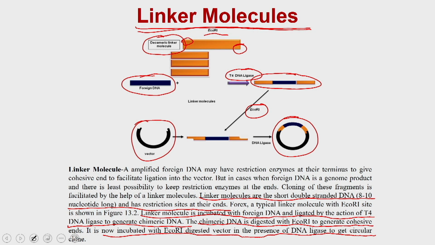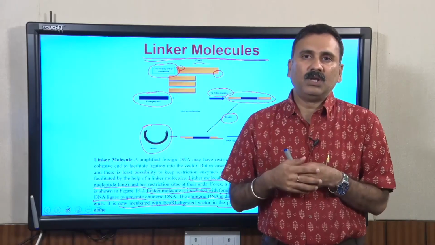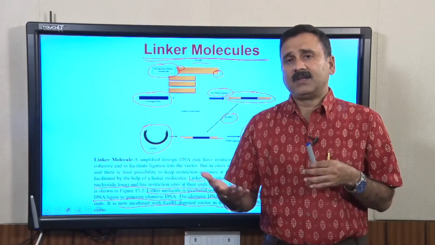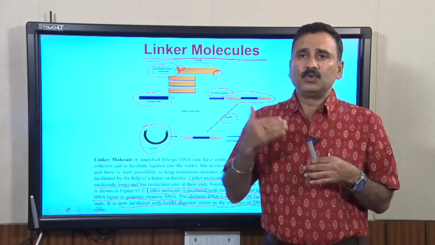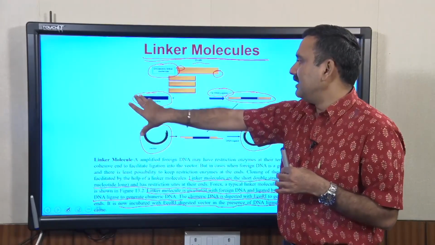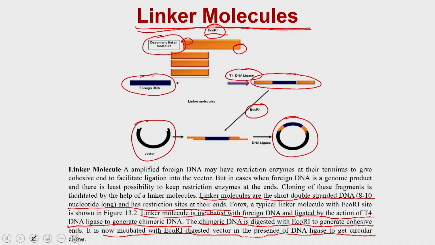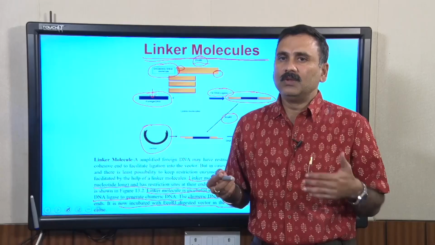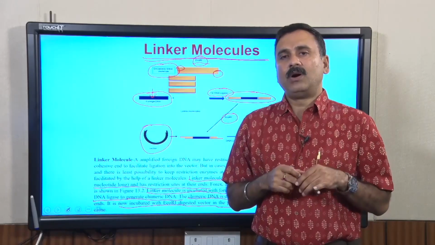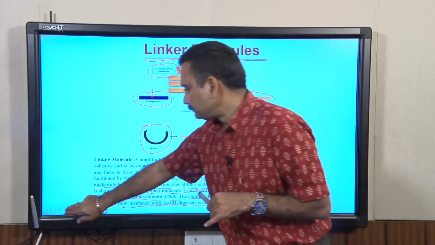Apart from the linker molecule, in some cases the foreign DNA does not have the ability to take up the linker molecules, because the restriction sites you are willing to choose are also present inside the foreign DNA, which means if you are trying to use a linker molecule for EcoR1, that EcoR1 site is also present within the foreign DNA. In those kinds of extreme cases, what you are supposed to do is use another set of molecules which are called the adapter molecules.